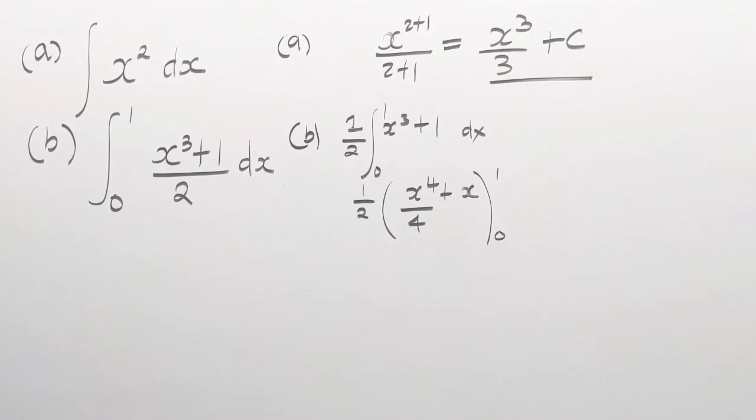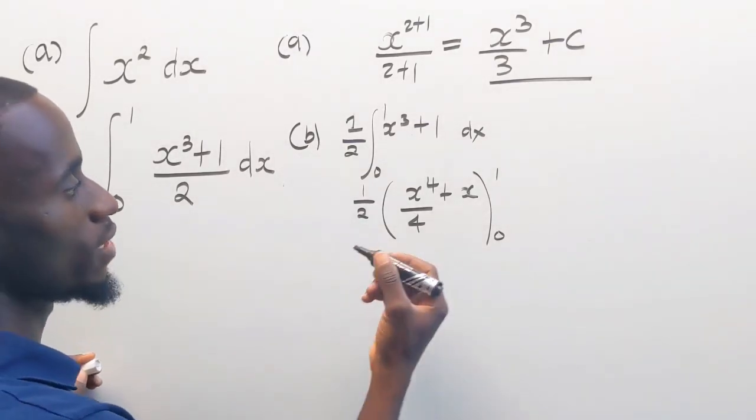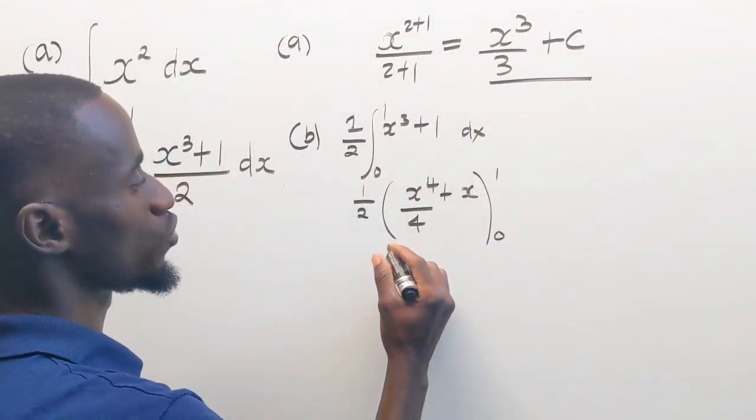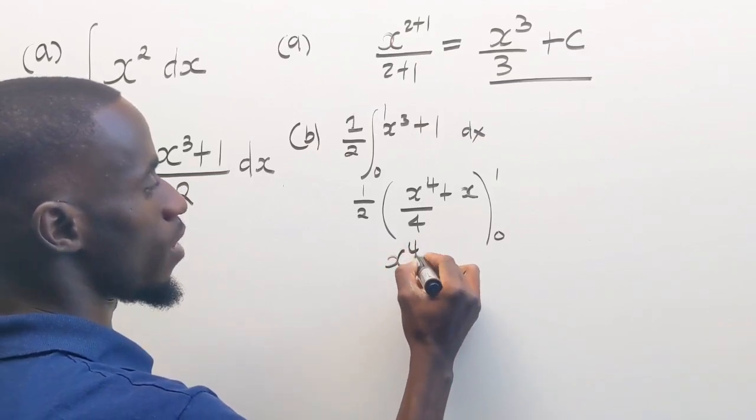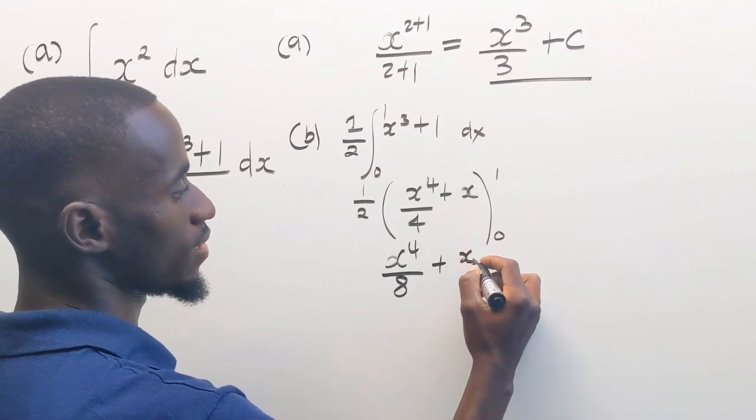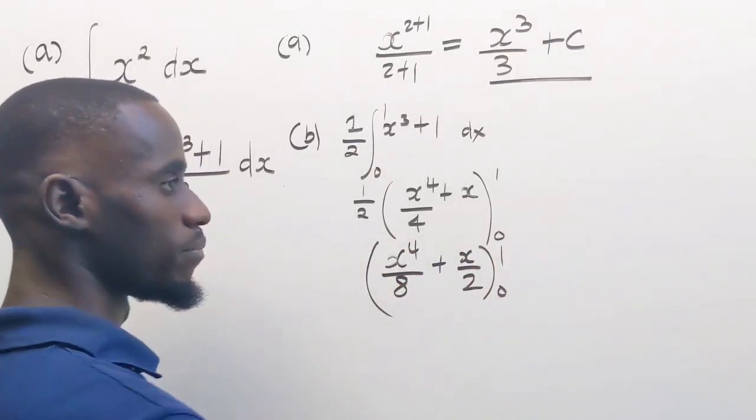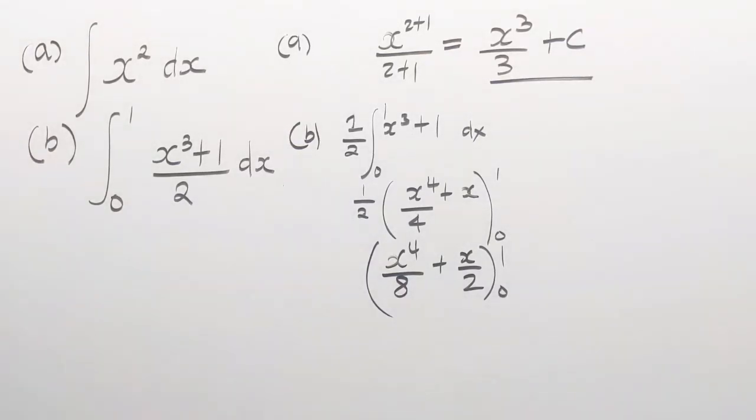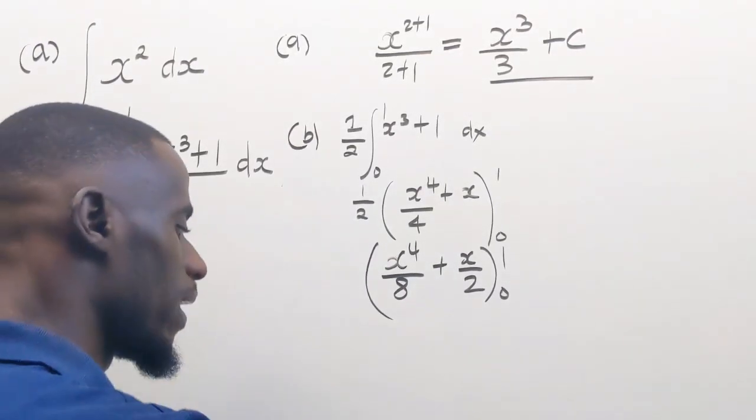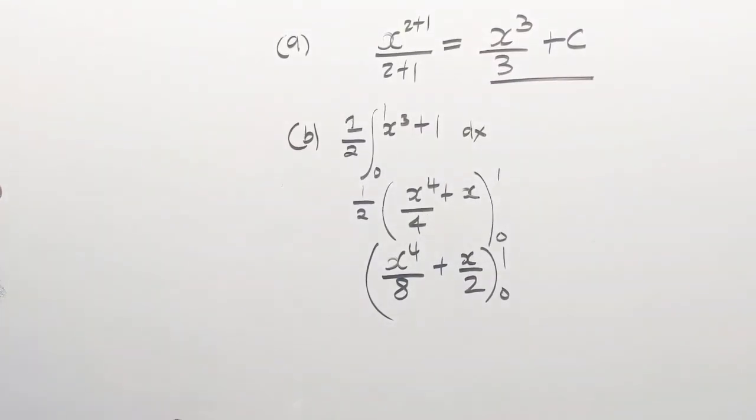Okay, so now we've reached a point where everything must work out properly. If you want, we can distribute the half throughout, which will give us x to the power 4 over 8 plus x over 2. The limits still remain the same, just like that. So let me get rid of this part. All right, so we now proceed.